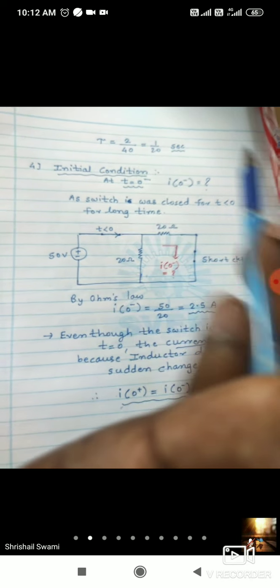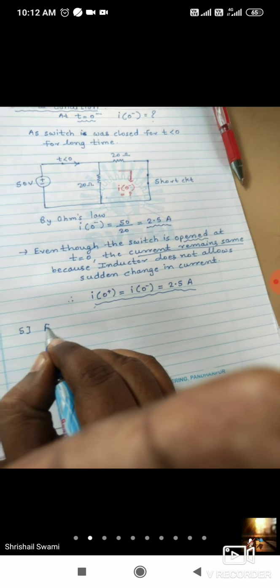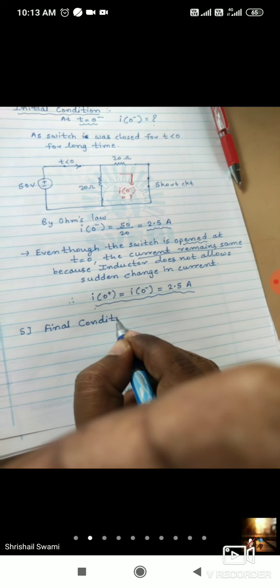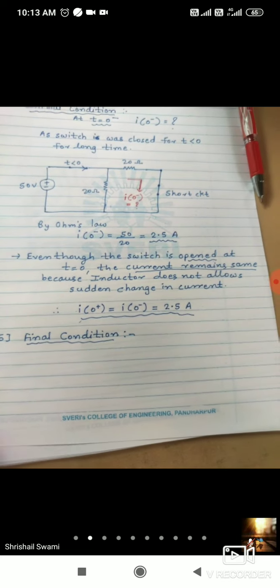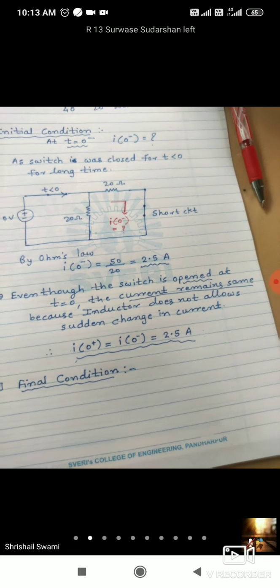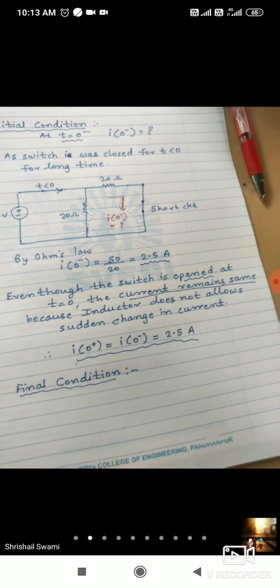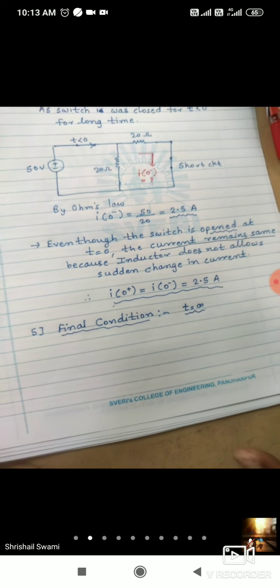So the tau value we have calculated, that is 1 upon 20. Then I of 0 we have calculated. Now find out the final condition. So how to find out the final condition? Final condition means t is equal to infinite.